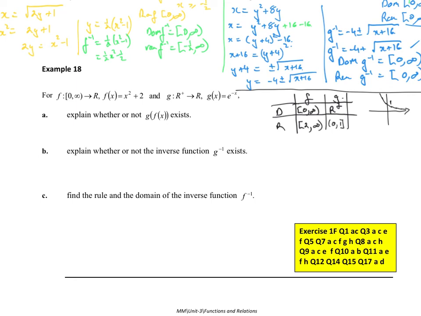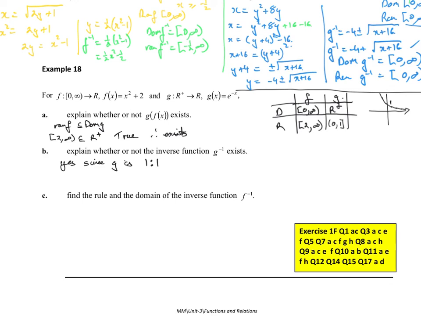I think so. All right, whether or not g of f of x exists. For g of f of x to exist, I need the range of f to be a subset of the domain of g. The range of f is from 2 to infinity, a subset of the domain of g, which is R plus, which is true. So therefore it exists. Does the inverse function exist for g? Well, I guess it does. Yes, but why? Since f is 1 to 1, find the rule and the domain of the inverse function of f.